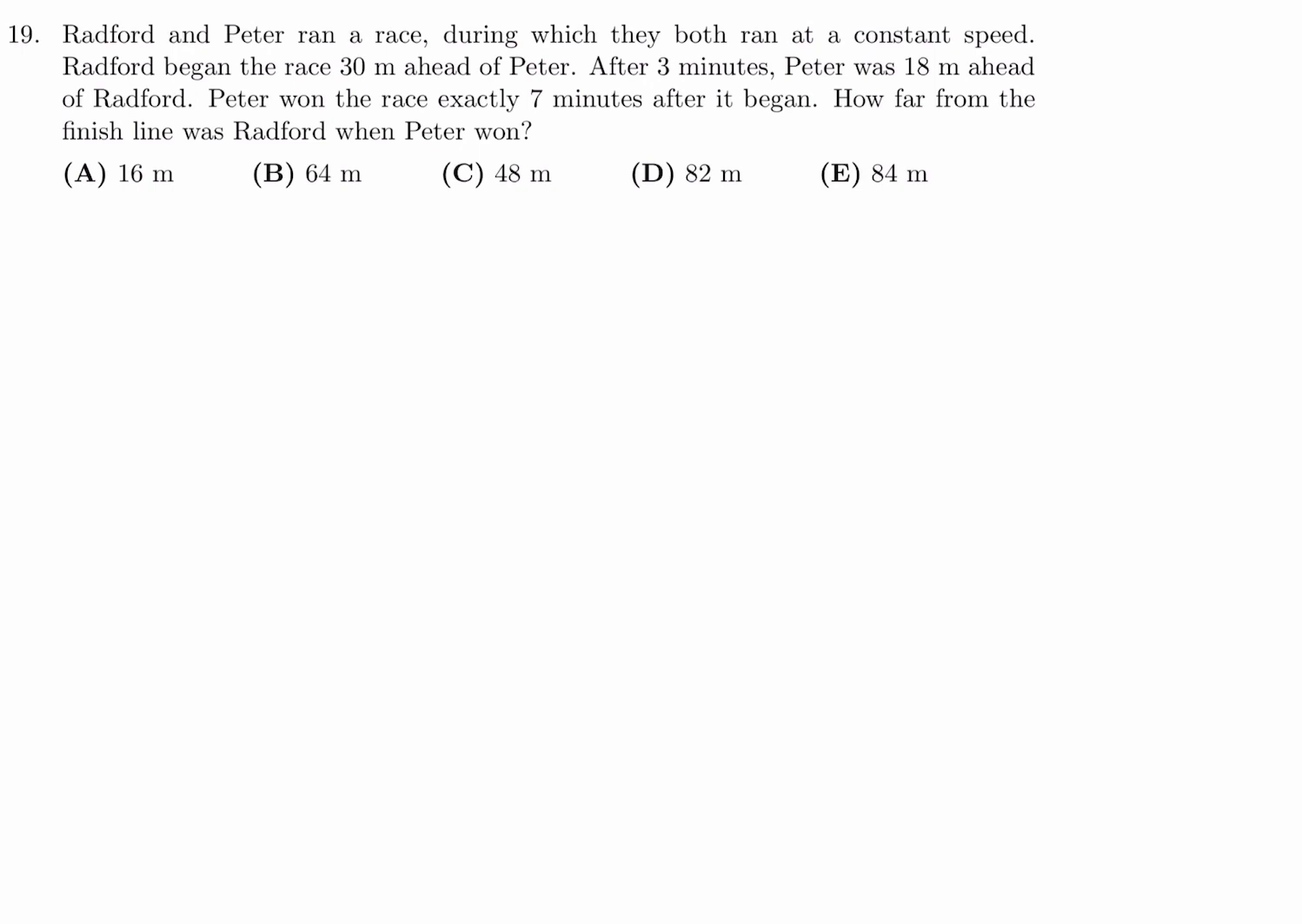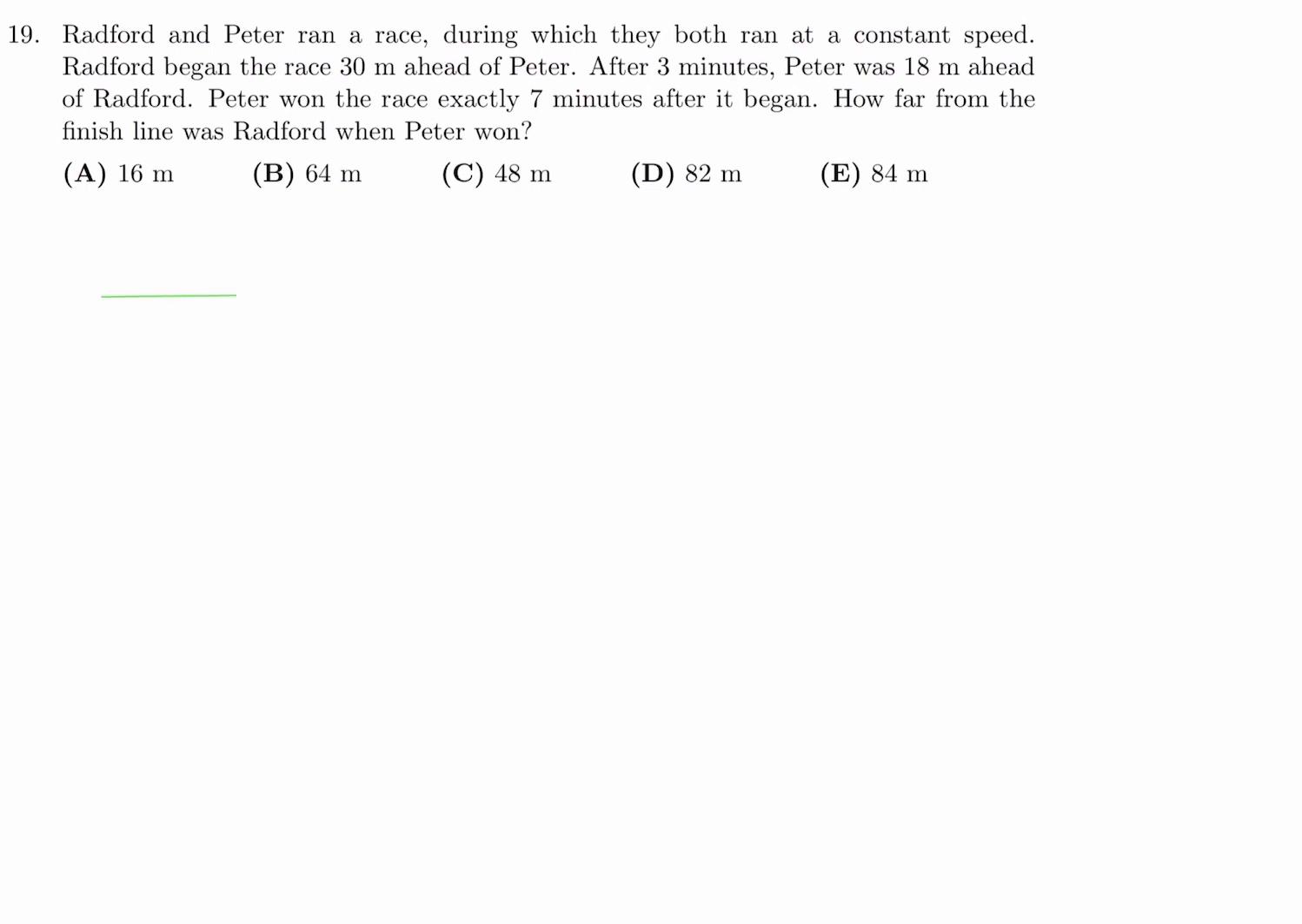Radford and Peter ran a race during which they both ran at constant speed. Radford began the race 30 meters ahead of Peter. After 3 minutes, Peter was 18 meters ahead of Radford. Peter won the race exactly 7 minutes after it began. How far from the finish line was Radford when Peter won?